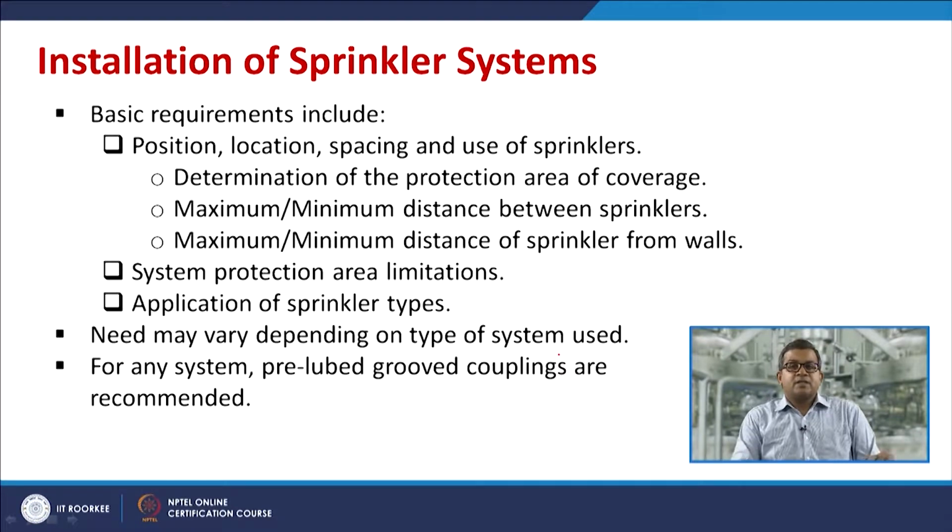Now the question arises of how to install the sprinkler system. You must identify the basic requirements for those sprinkler systems. Usually there are four types of requirements for the sprinkler system. One is the position, location, spacing, and how to use the sprinkler system. First, you need to determine the protection area of coverage, that is, how much area you need to cover with the sprinkler system, because of certain inherent limitations of those systems. You need to classify that particular area in question.